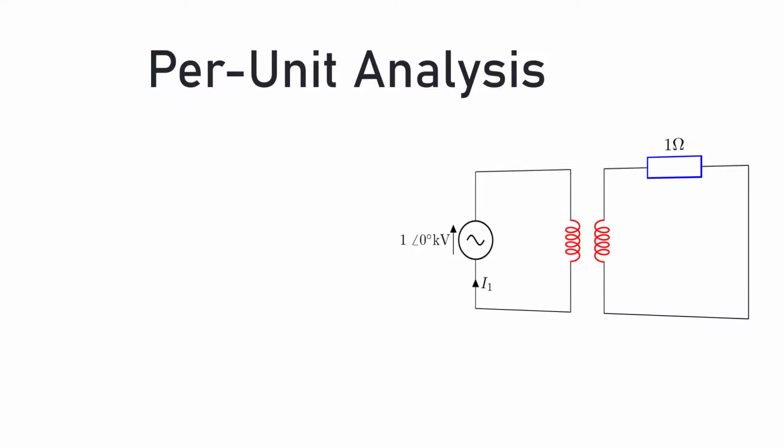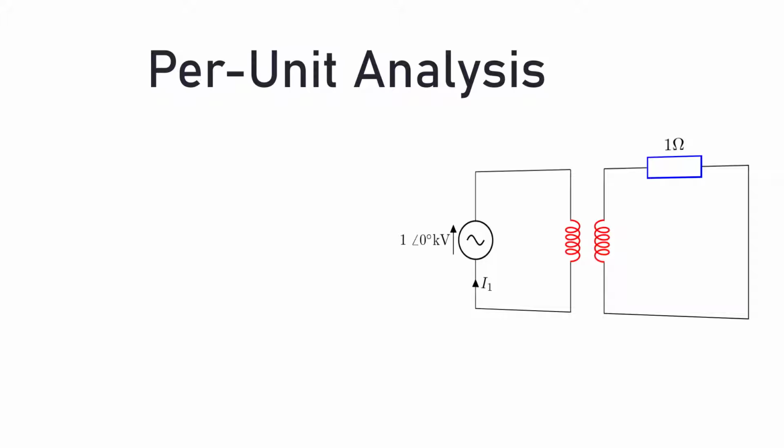What about this circuit? Not so easy, right? If you're naive, you might give the same answer as the previous circuit, but this isn't correct. The impedance seen by the generator is no longer 1 ohm. It's being changed by the presence of the transformer and its turn ratio. The transformer is actually changing the impedance seen by the generator.